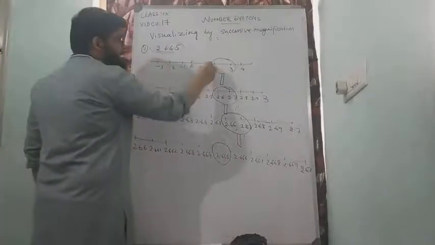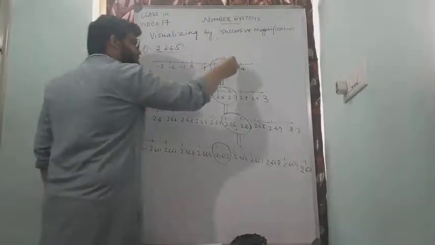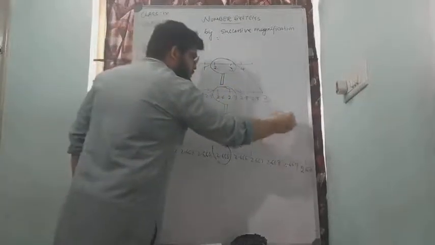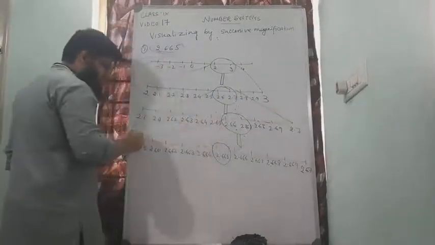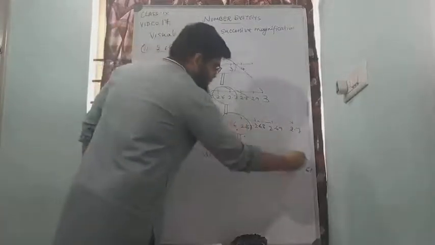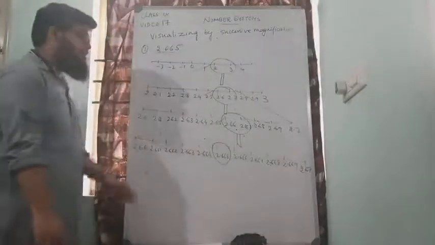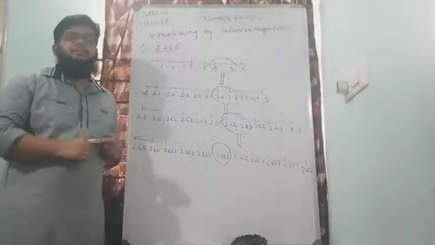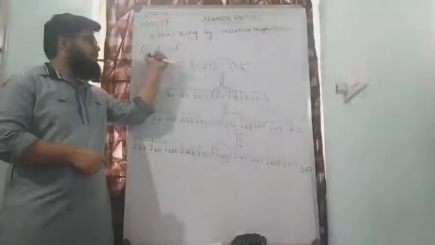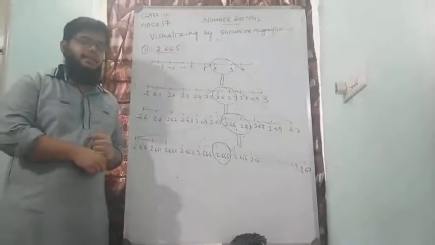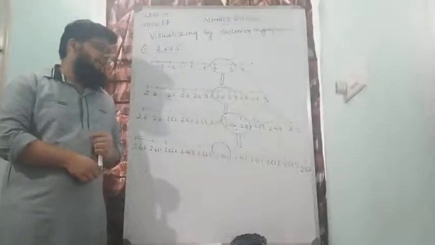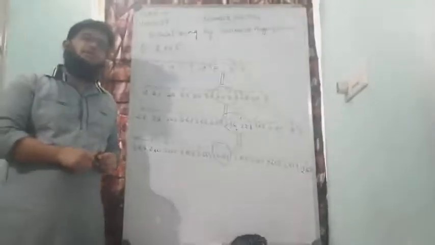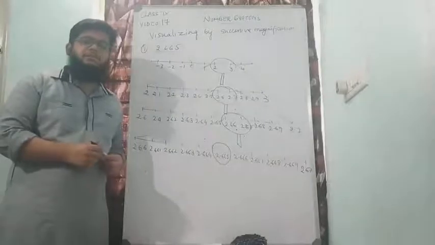So I took a number line, I took from 2 and expanded up to 3, I took from 2.6 and expanded up to 2.7, I took from 2.66 and expanded up to 2.67, and finally I got the answer as 2.665. This is called visualizing the given number by using successive magnification. I hope you have understood, and it's an interesting topic. This is how you should do it, and I will give you some questions as homework. Please try to do them and submit them on the Google Classroom app.